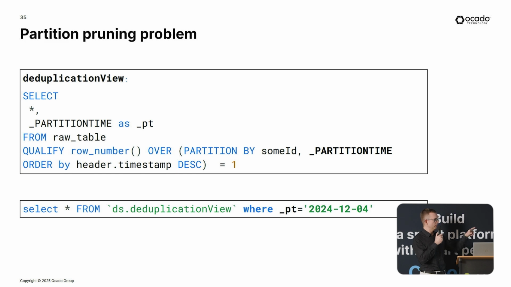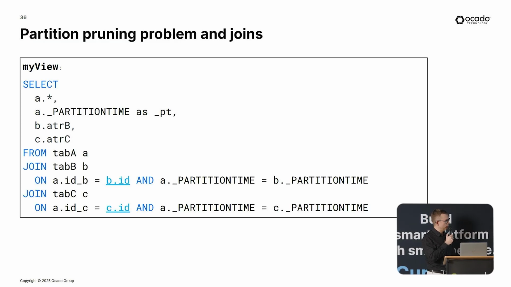So the end user dynamically specifies a value for PT, which is just an alias for the partition time column, which is used for partitioning our data. So this will work perfectly fine, very simple example. But what if you have joins? For example, 3 tables.